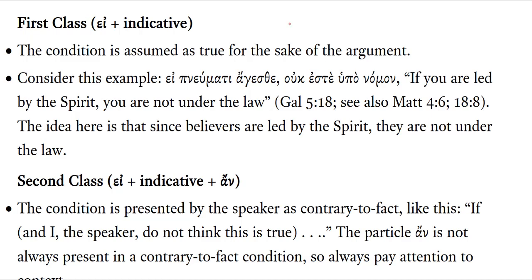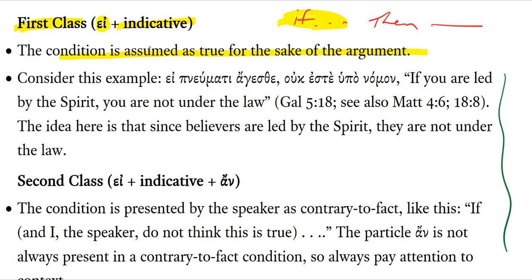What is a conditional sentence? A conditional sentence is an if-then sentence, right? If this, then that. And in Greek, there are four ways to do that, okay? First is the first-class conditional sentence where you have ei plus the indicative. And in this, the condition, the if part, is assumed true for the sake of argument. One way, and I'll let you read through these examples in the textbook, but one way to keep this straight is for the first-class conditional, you're looking for one thing. You're looking for ei, right? That's a first-class conditional sentence.